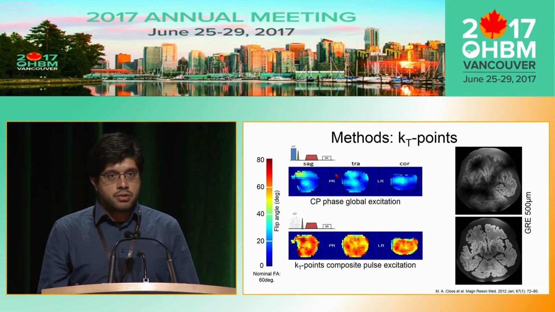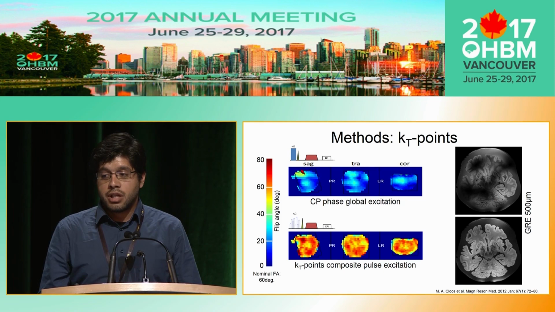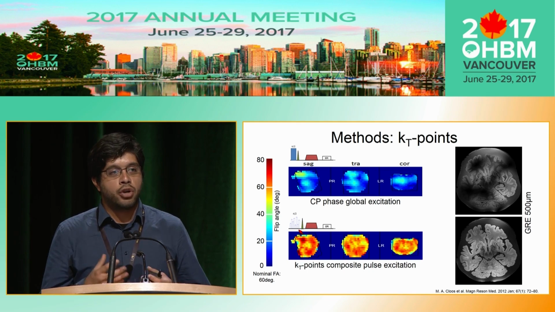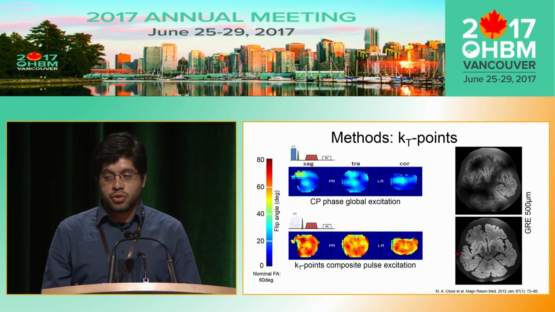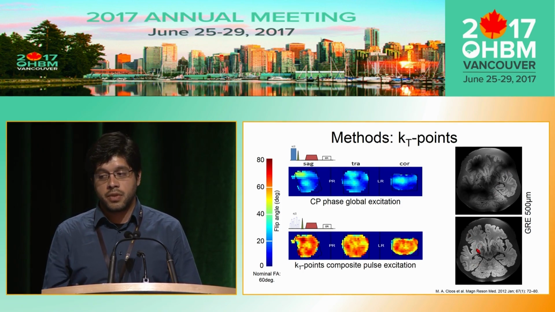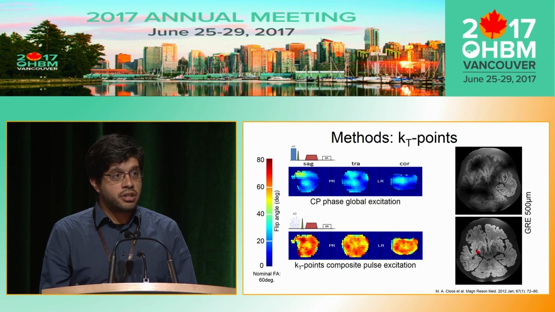The kT-points method, in a small overview, is the use of several subpulses that allows me to excite my sample in a more homogeneous way. And as you can see here, when we are using this method, we can finally recover all this signal that was completely dropped out, and we can also increase the signal-to-noise ratio across the entire image.